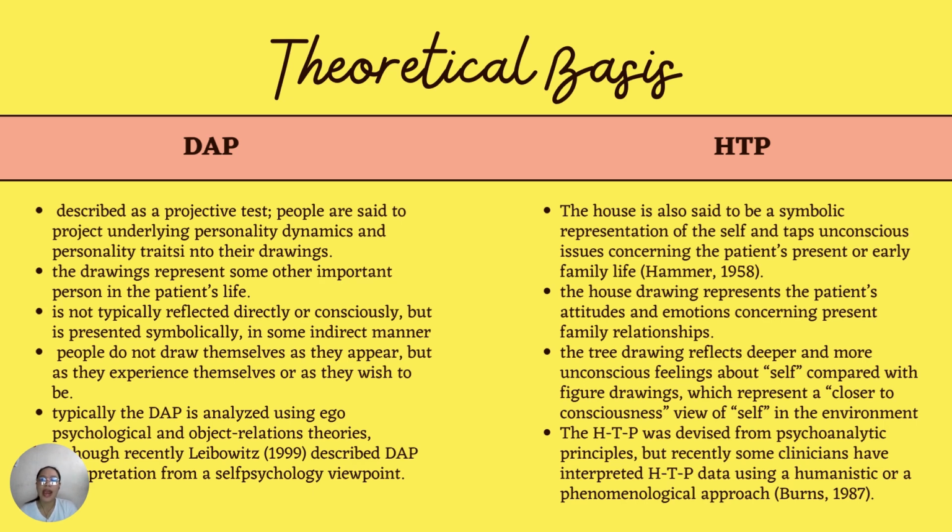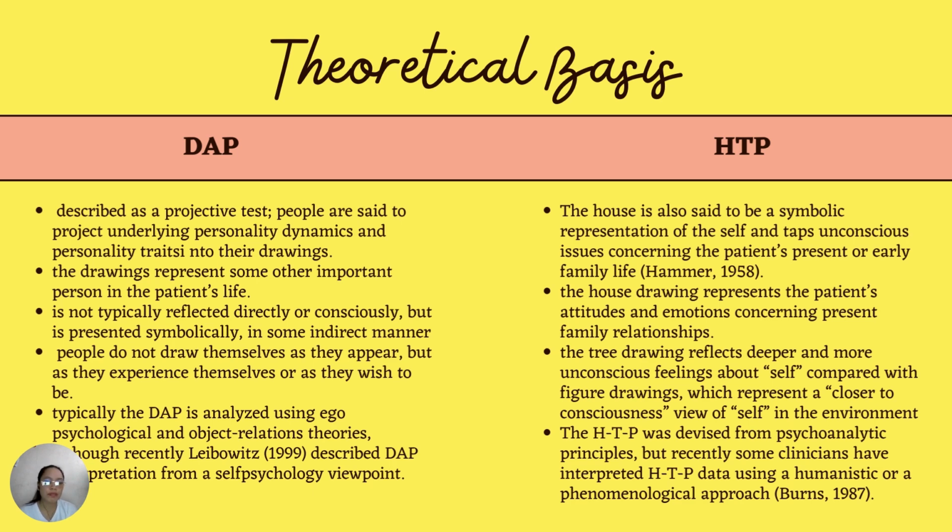On the other hand, HTP, the theoretical underpinning of the house-tree-person is similar to that of the DAP. The patient is said to reflect underlying traits and personality dynamics indirectly, and the house is also said to be a symbolic representation of the self, and it taps unconscious issues concerning the patient's present or early family life. The clinical observations also suggest that the house drawing represents the patient's attitudes and emotions concerning present family relationships.